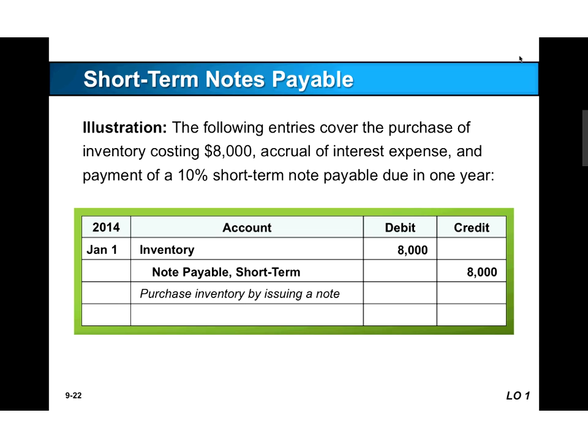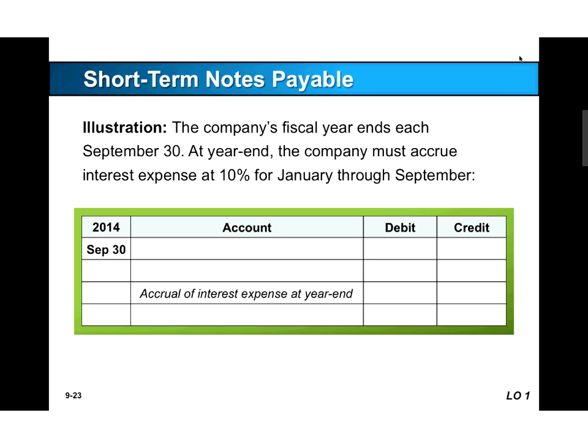So it was purchasing inventory using a note. Now, this note is a 10% note payable. That means it pays 10% interest for a year. This is a 1-year note. We purchased it January 1st, so it's due January 1st, 2015, in a year. This company's year-end, this is part of the example, is September 30th.